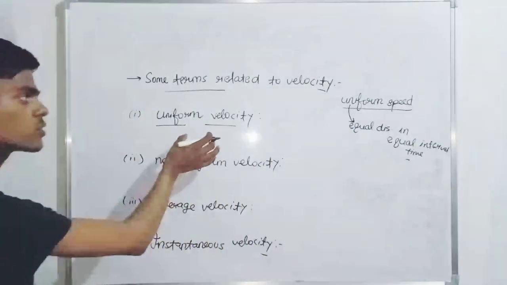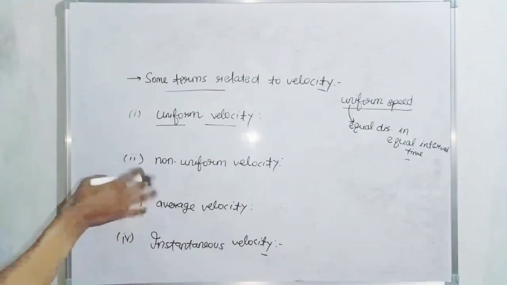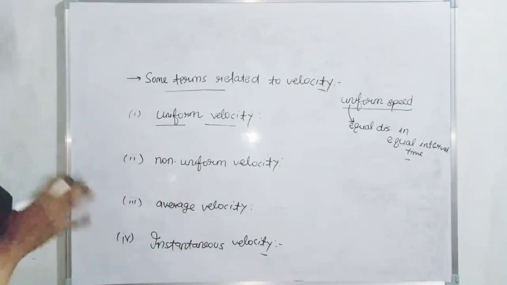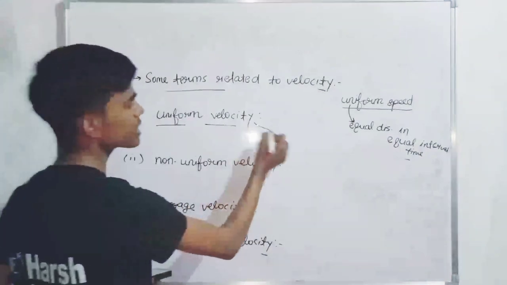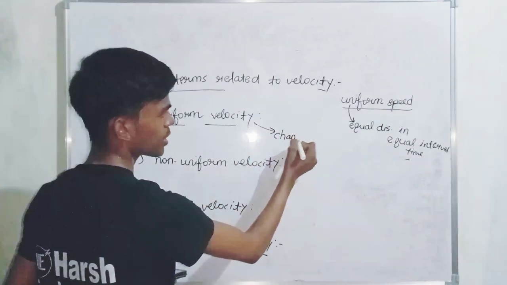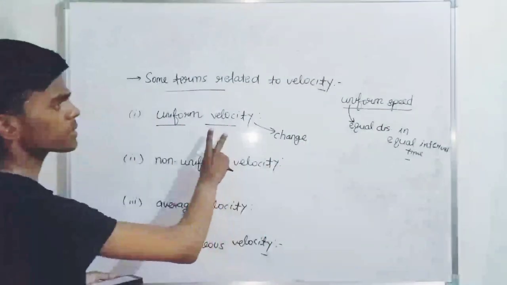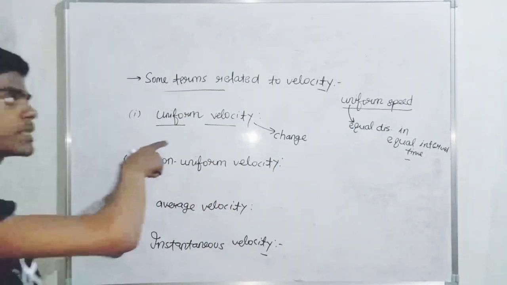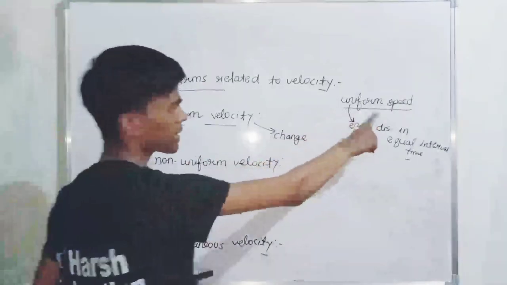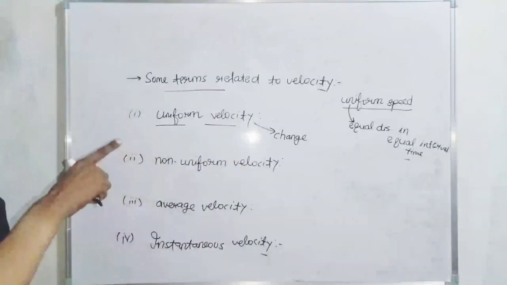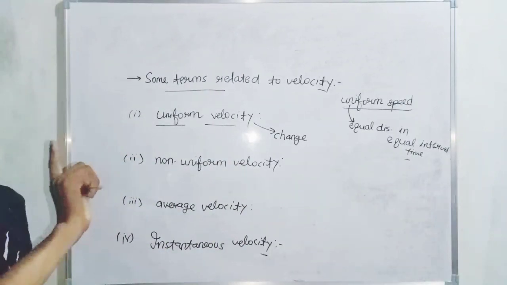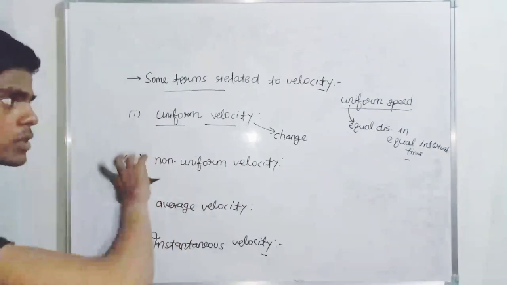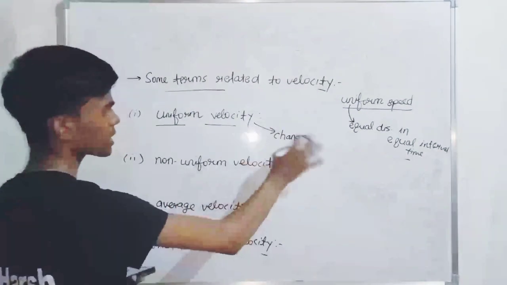And here, because it is uniform velocity, we have to say that if a body changes its position, because we know that there is no big difference between speed and velocity. The difference is only one thing: velocity depends on the displacement and speed depends on distance. Distance is the actual path and displacement is the shortest path. That is the basic difference between speed and velocity.